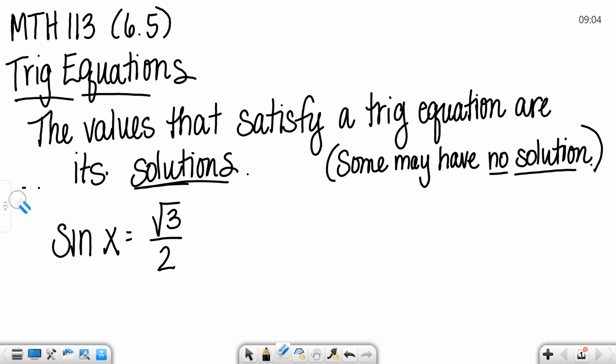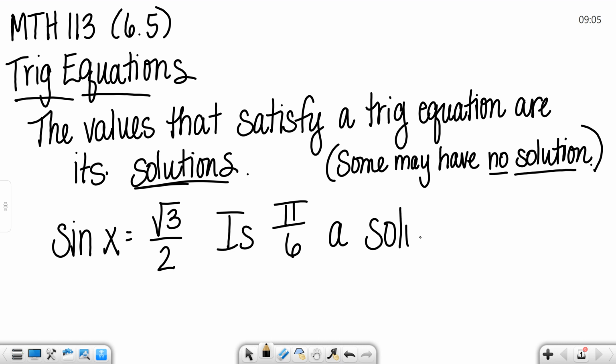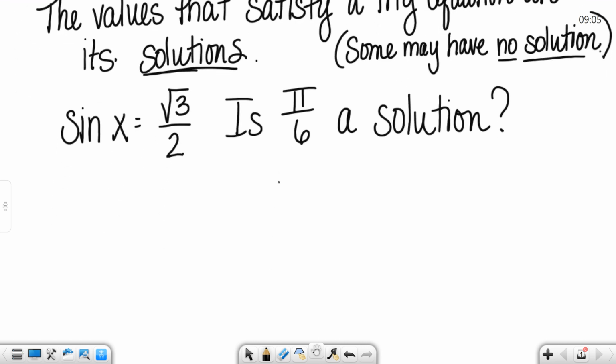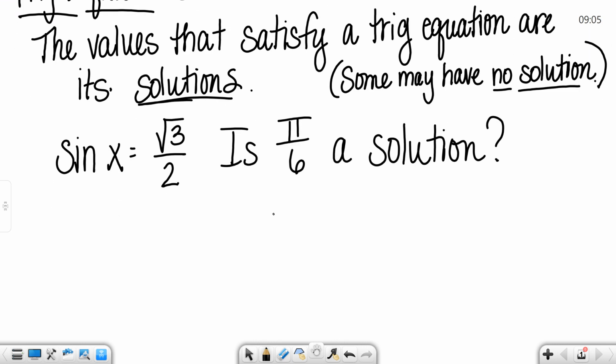Now, before we do a solve, I'm going to do a simpler question actually. Let's say we have the sine of x equals the square root of 3 over 2. And my question is going to be, is pi over 6 a solution? So I'm not asking you to find the solutions. I just want to know, is pi over 6 a solution?